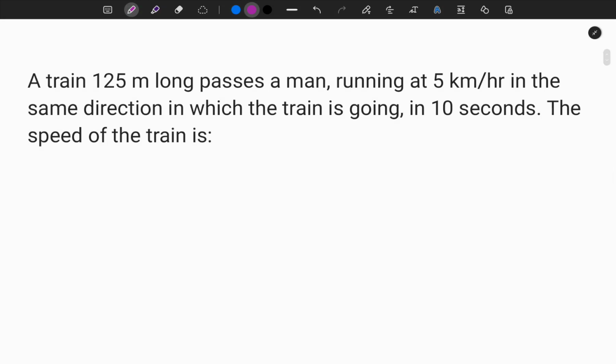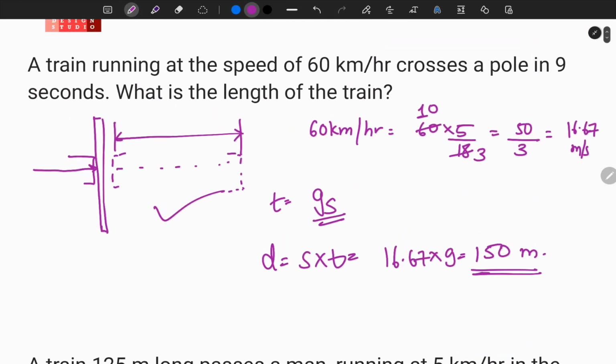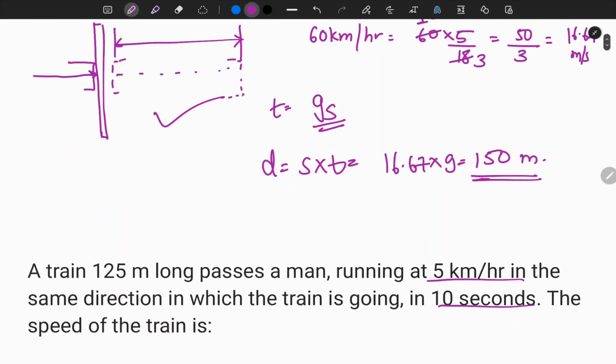A train 125 meters long passes a man running at 5 kilometers per hour in the same direction in which the train is going in 10 seconds. Now the reason why I actually converted these units is because one of them is in seconds and one of them is in kilometers per hour. There is no need to do that if both the units are matching, like if there's kilometers and there's kilometers per hour.